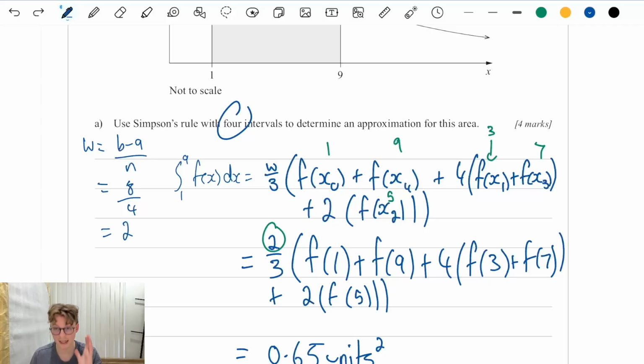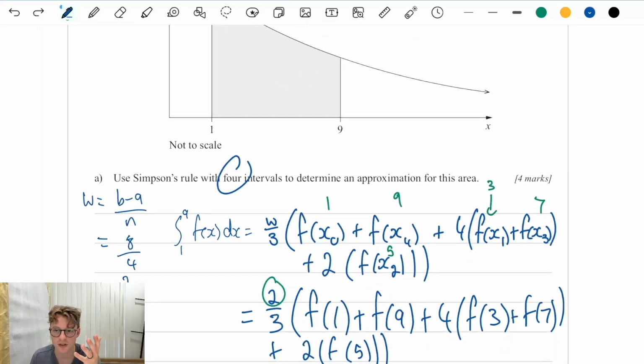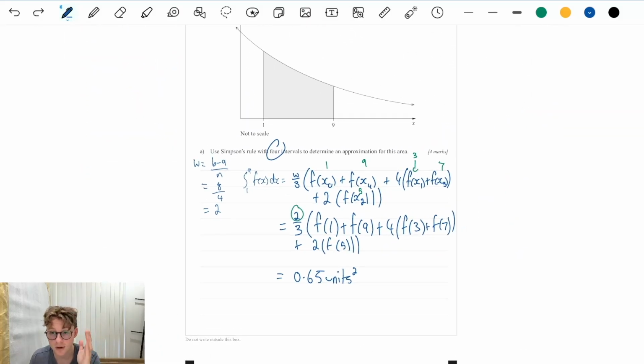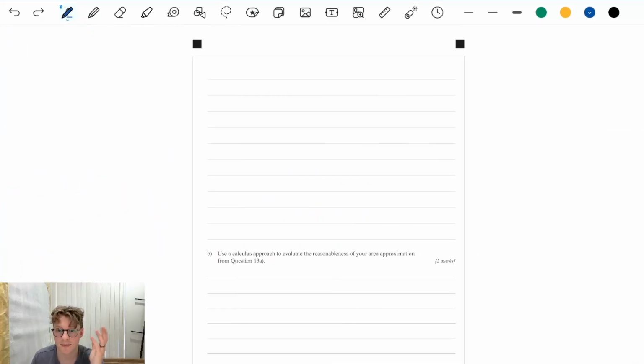I use the define key, so it's whatever. As long as you can store your function, you can use the function notation, and everything should go very fast for a relatively easy 4 marks. Okay, well, we have a lot of space for this.